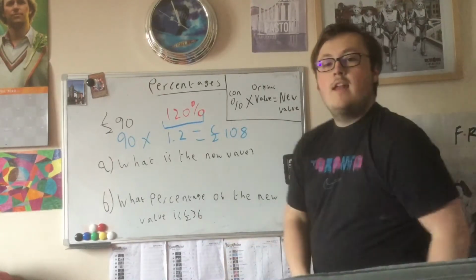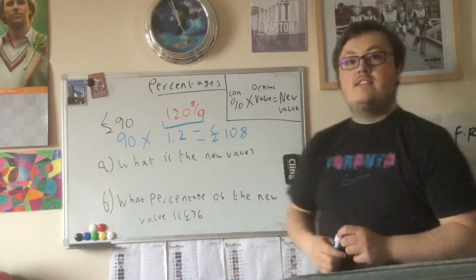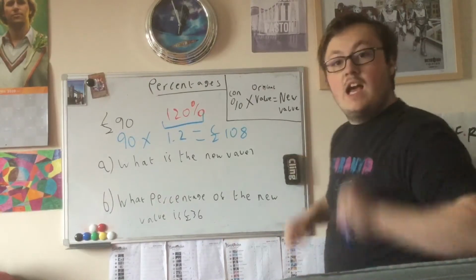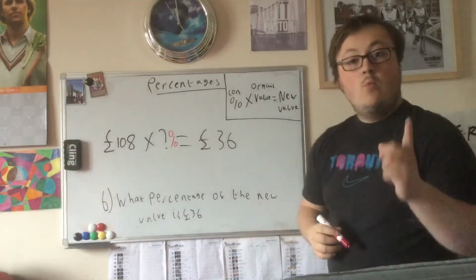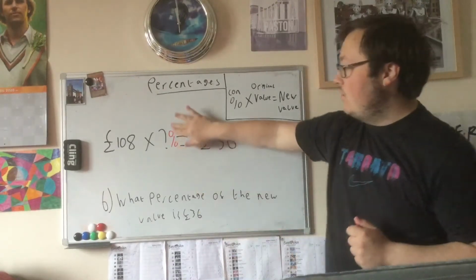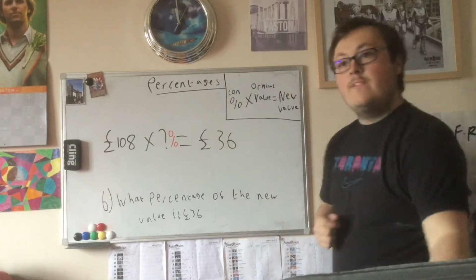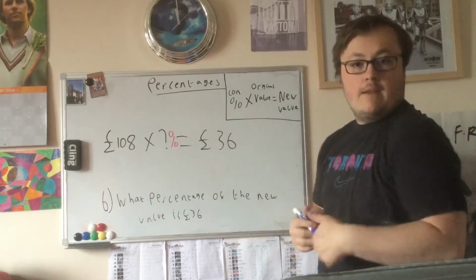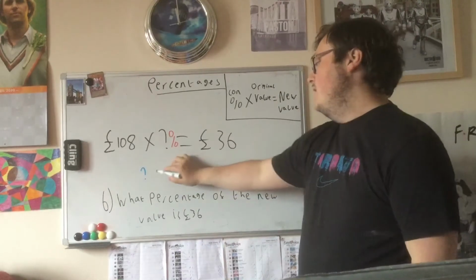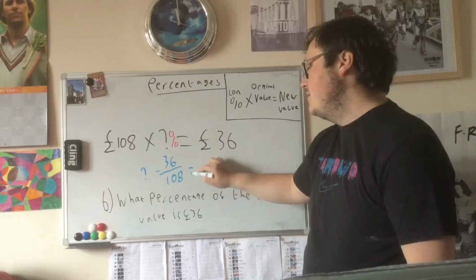Sorted. Now, I want to find out what percentage of that new value is £36. So what's the percentage of that? So let me just make some space and we'll show you. So we know that £108 times the decimal version of this unknown percentage equals £36. So how do we find that unknown percentage? Well, we're going to have to rewrite the problem. So to find the unknown decimal, we do 36 divided by 108.